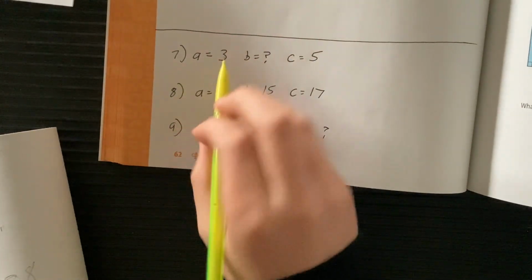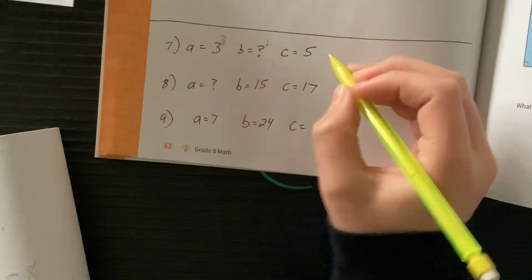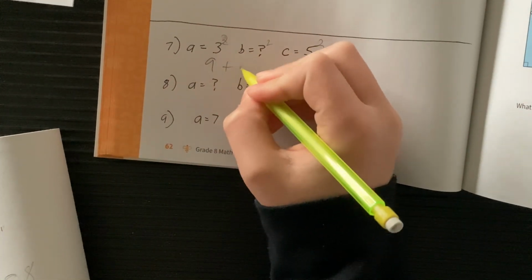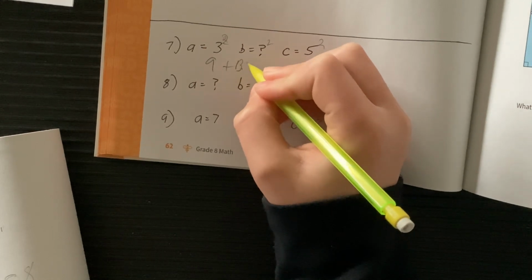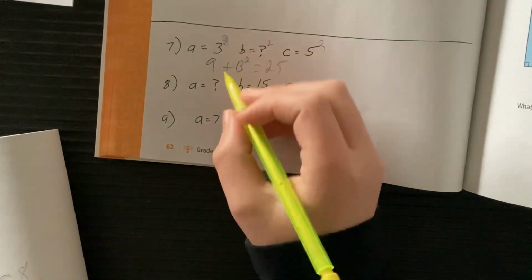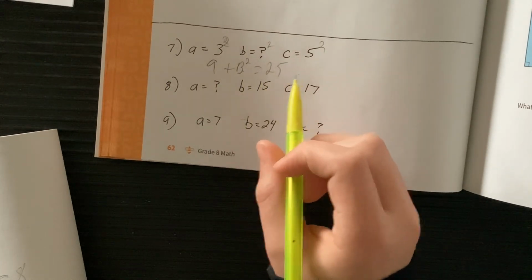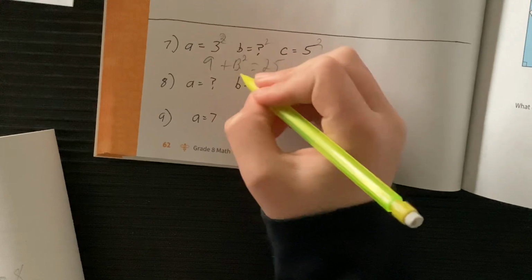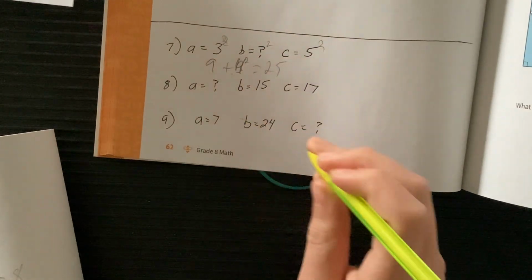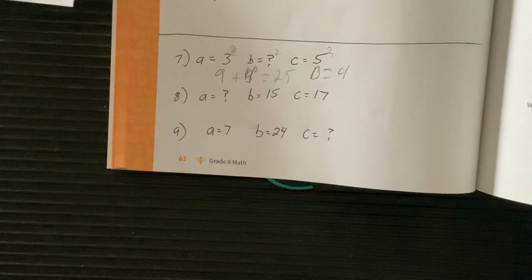So, a equals 3 squared, and then that should be squared, and the 9 plus b squared equals 25. So 9 plus what is 25? 16. So b squared is 16. That means b is 4. So it equals 4, right? Good.